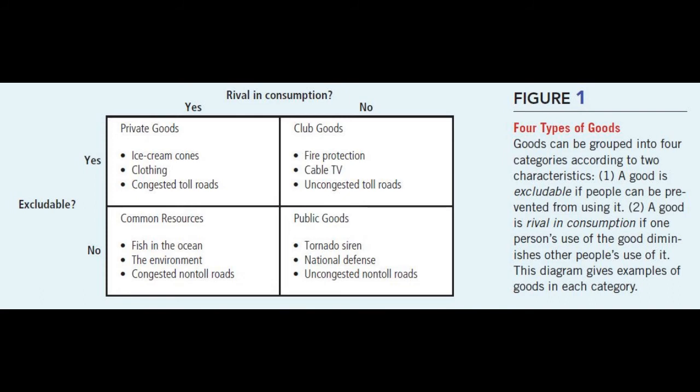And lastly, we talked about common resources, which are not excludable. Everyone can enjoy them. You don't have to pay a price to, but are rival in consumption. My using it hurts your ability to use it. So we talked about fishing and how if I go catch all the fish in the pond, then there's no fish left when you want to go fish. So we are rival in consumption, even though we can both fish without being excluded.